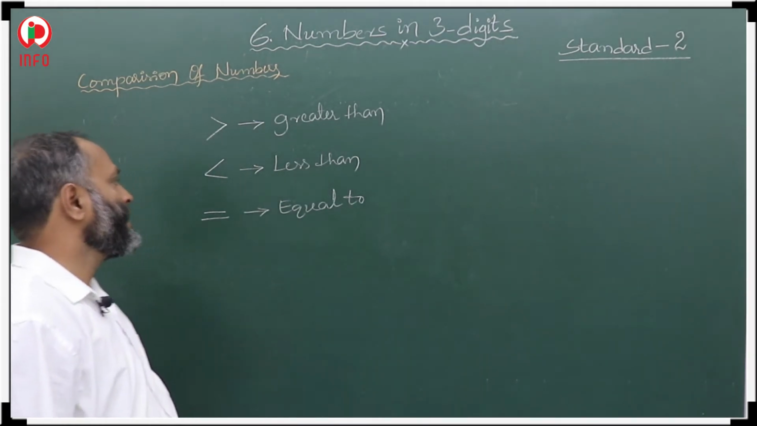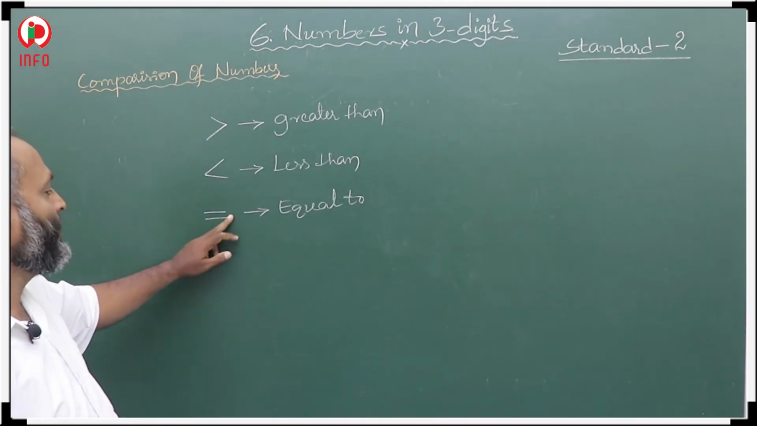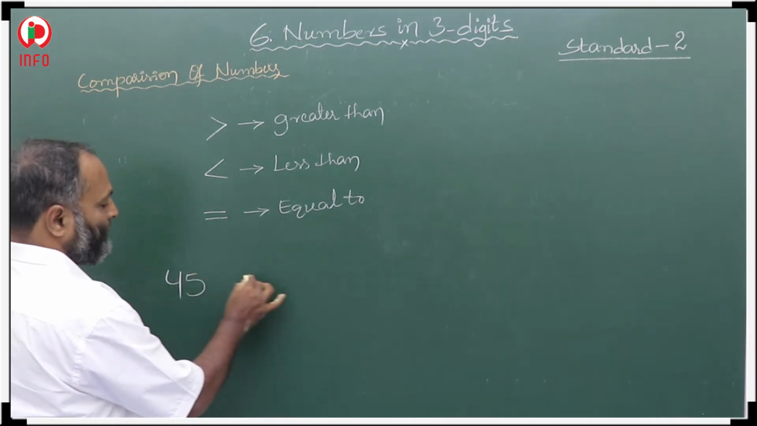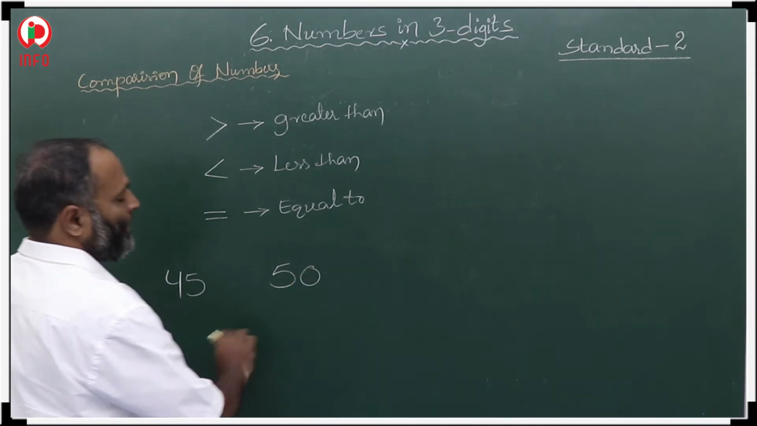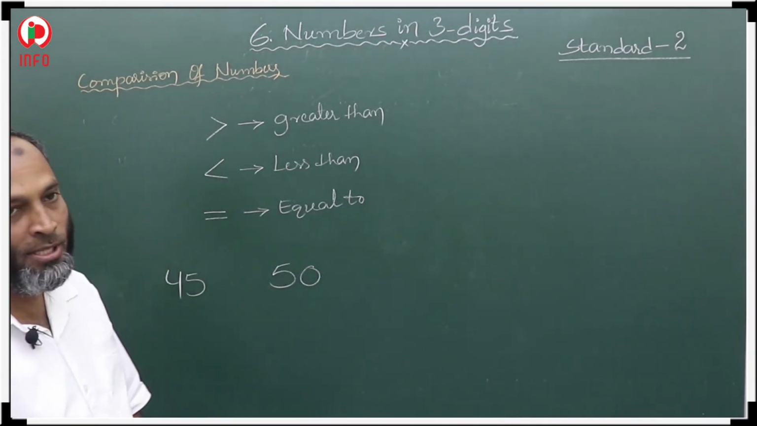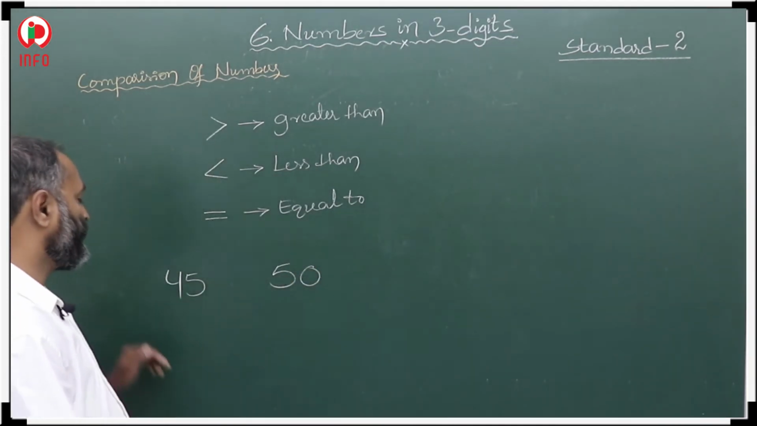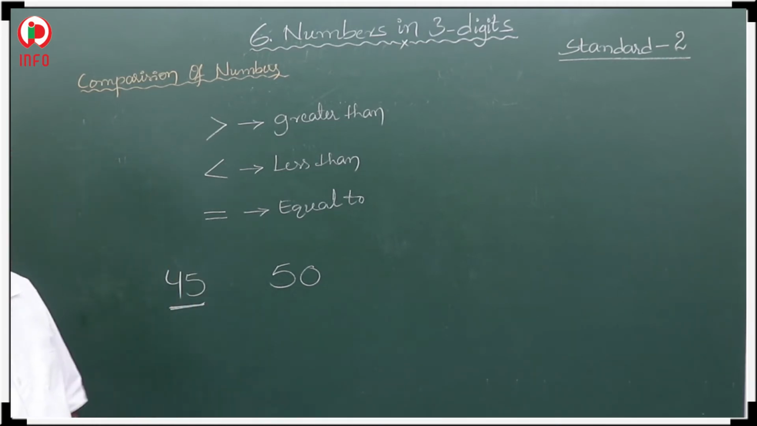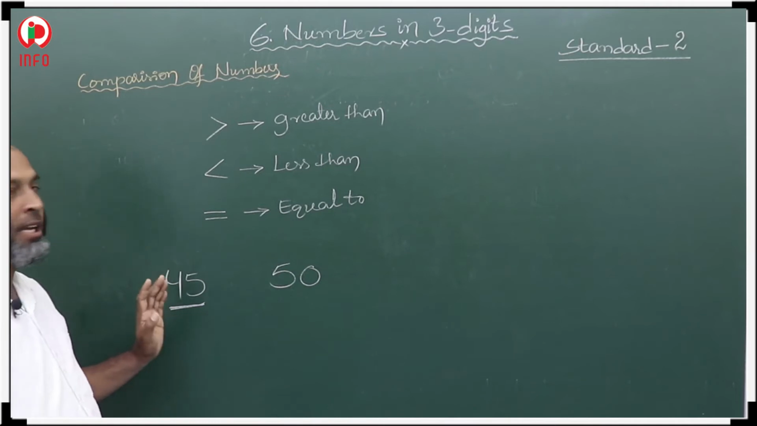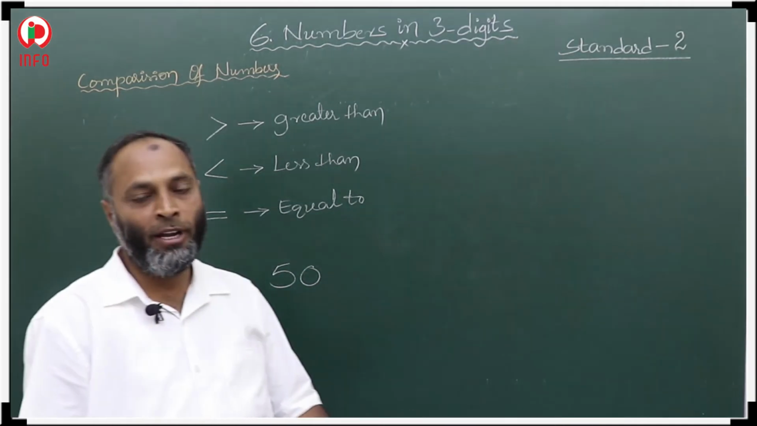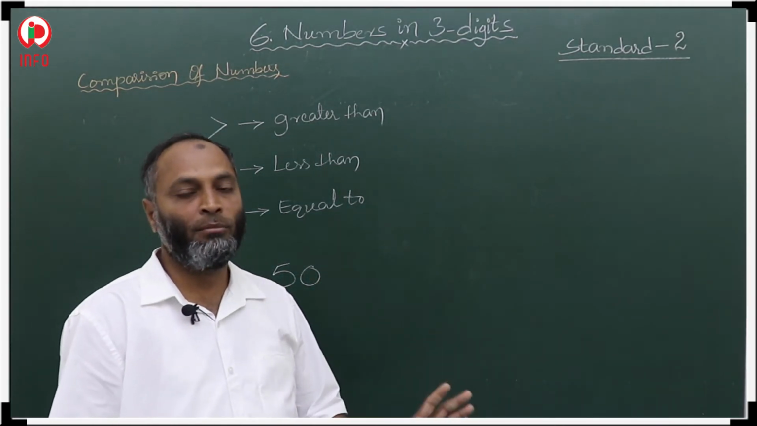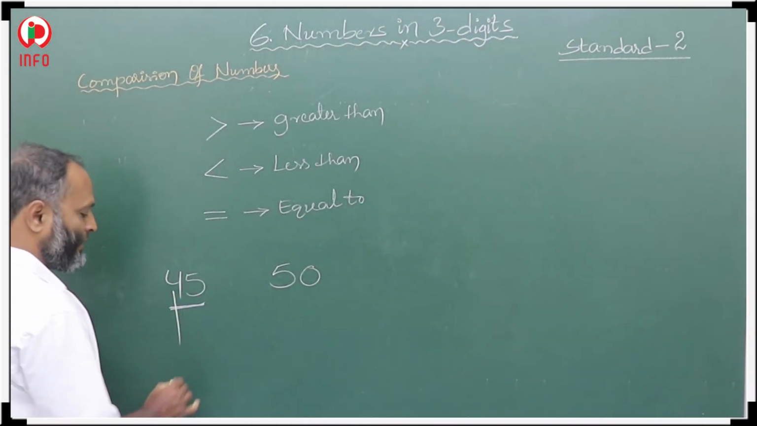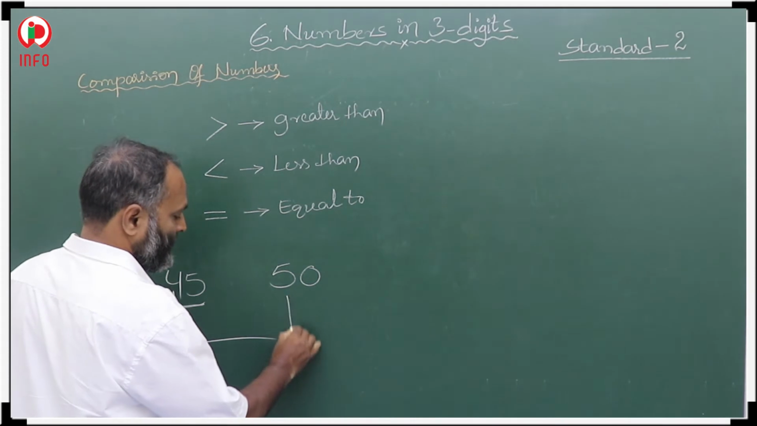Okay. See here. So how to use these symbols? Suppose 45 is a number and 50 is another number. How do we compare these two numbers using symbols? First we check the first number. Here a 2-digit number is given. When a 2-digit number is given, we compare the tens place first. Here in the tens place 4 is given. In the tens place 5 is given.